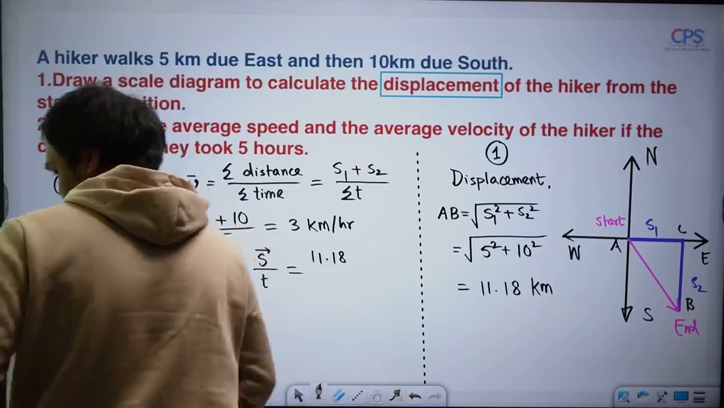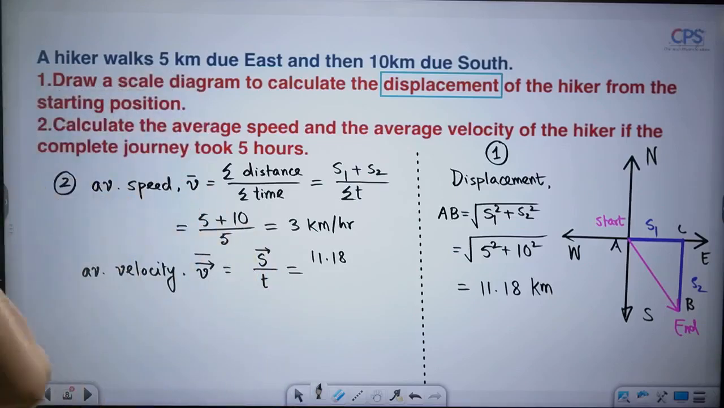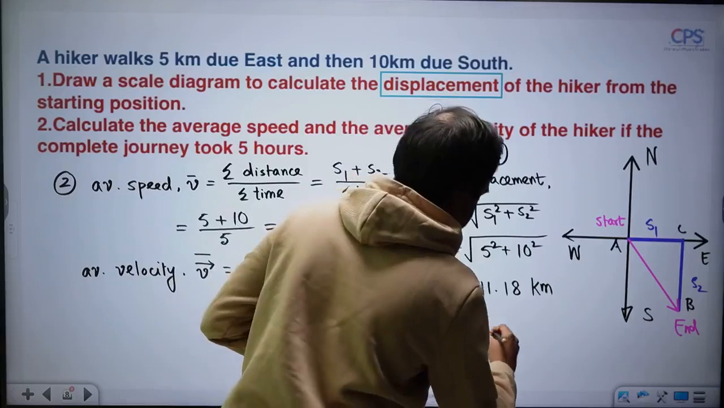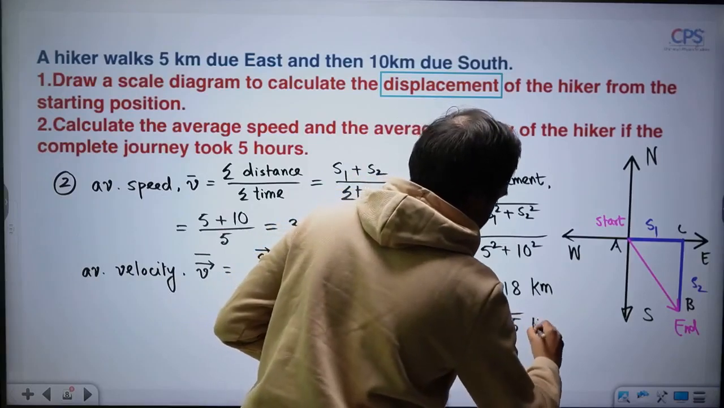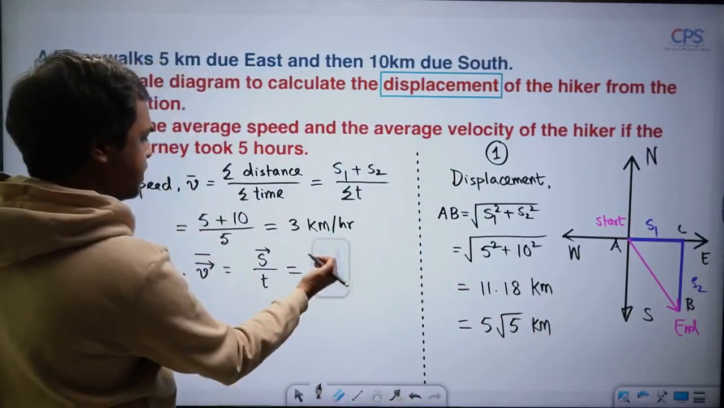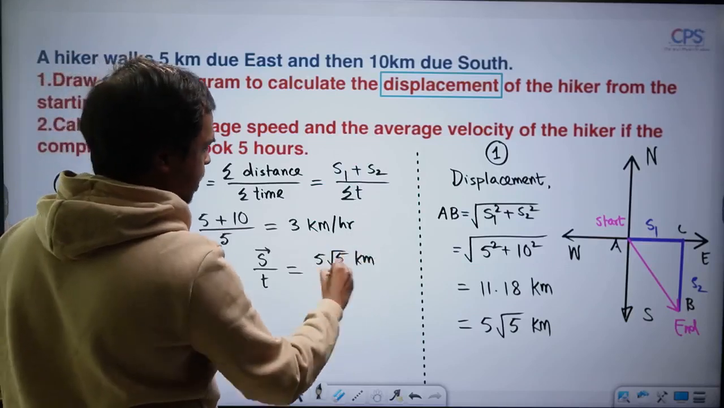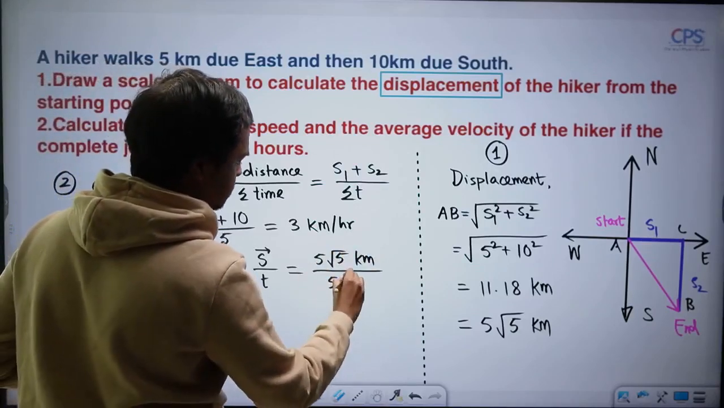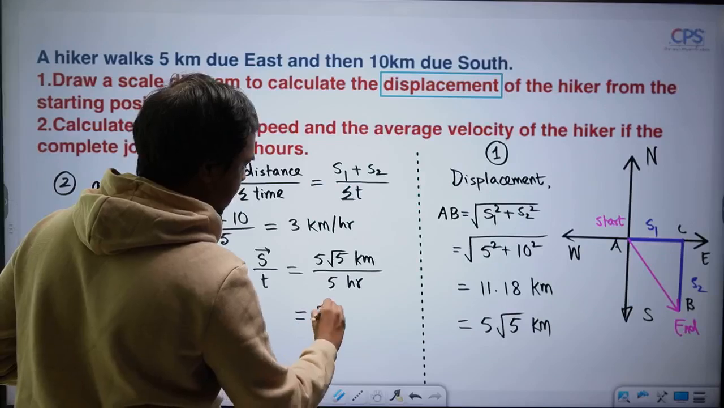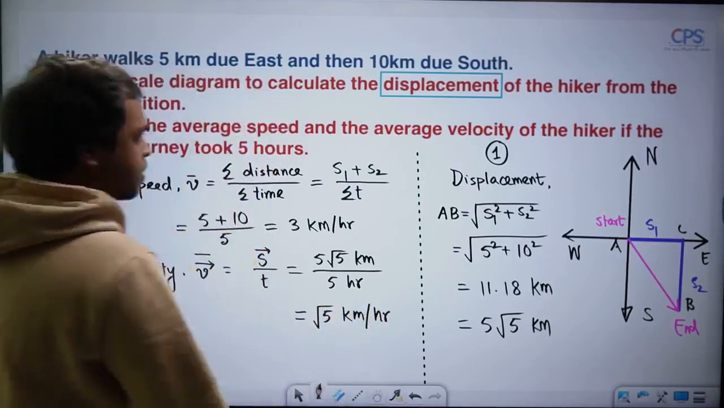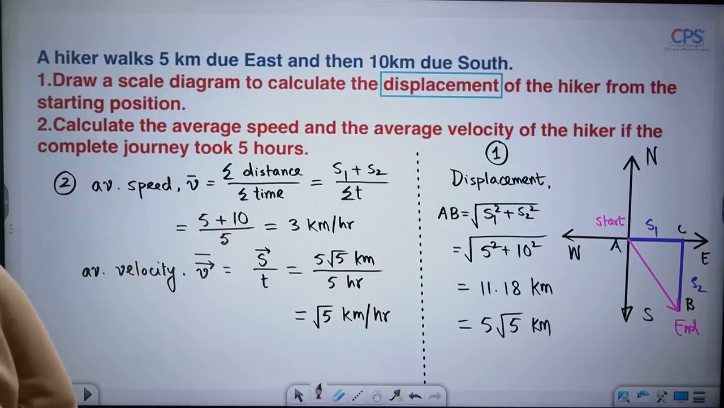Is it 11.18 or 5 root 5, was it? How much was it? Yeah, 5 root 5. I might just write it like that, that will be easier for your eyes. And time is 5 hours. So it's root 5 kilometers per hour. Okay, that's it, nothing else.